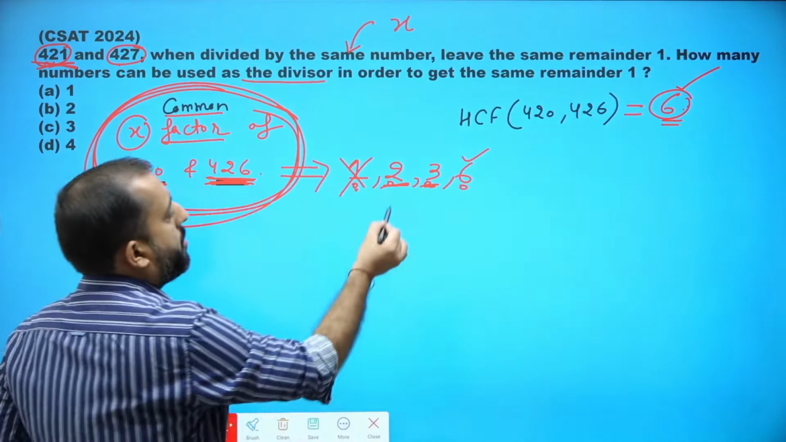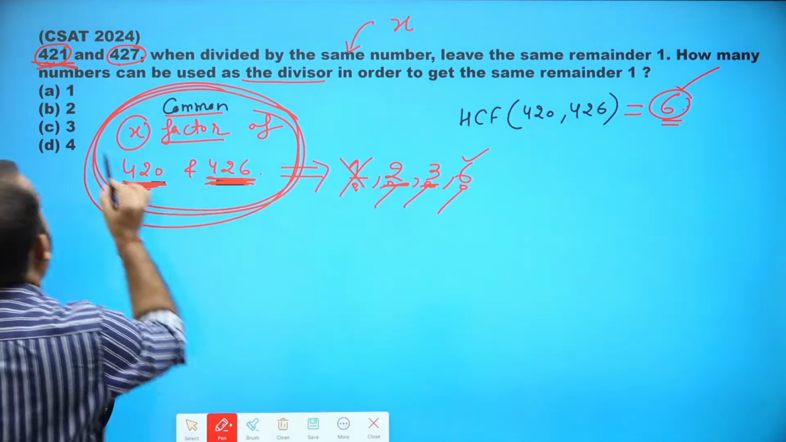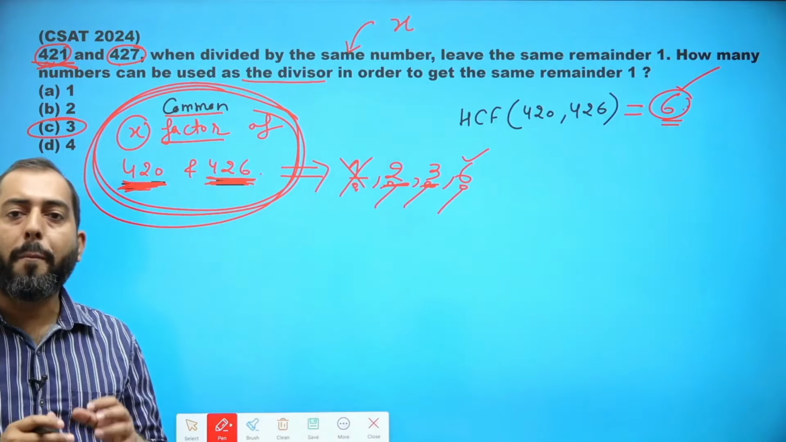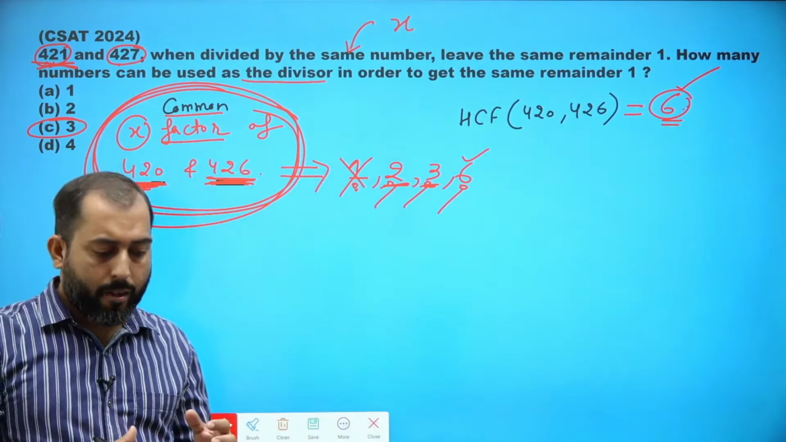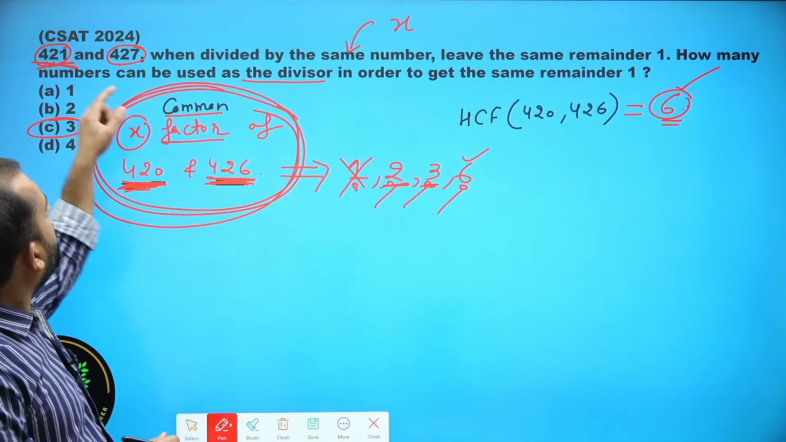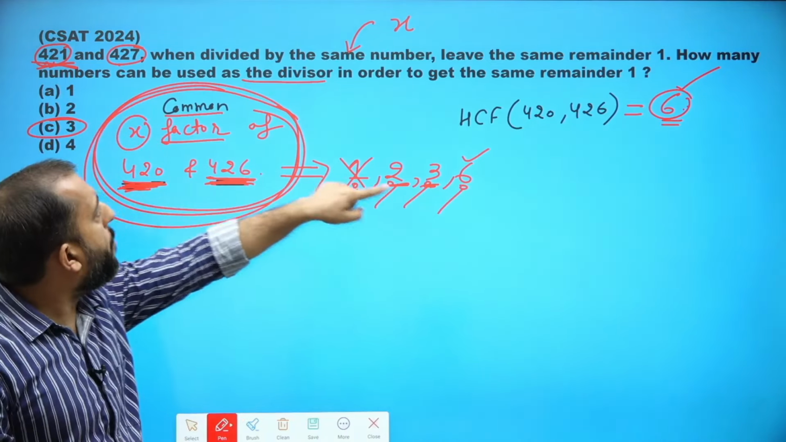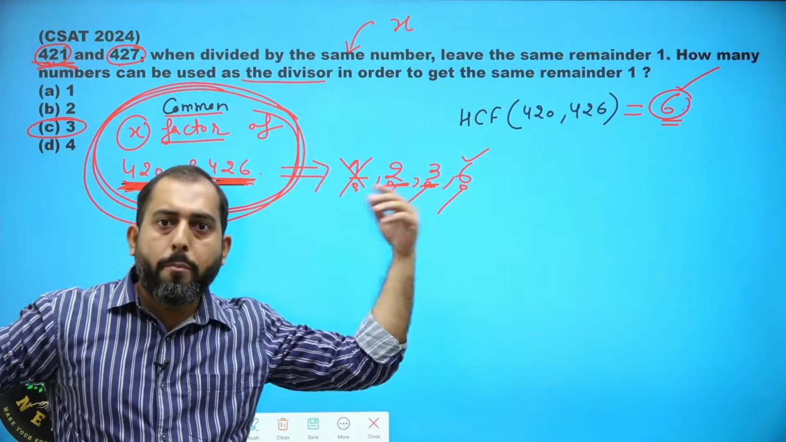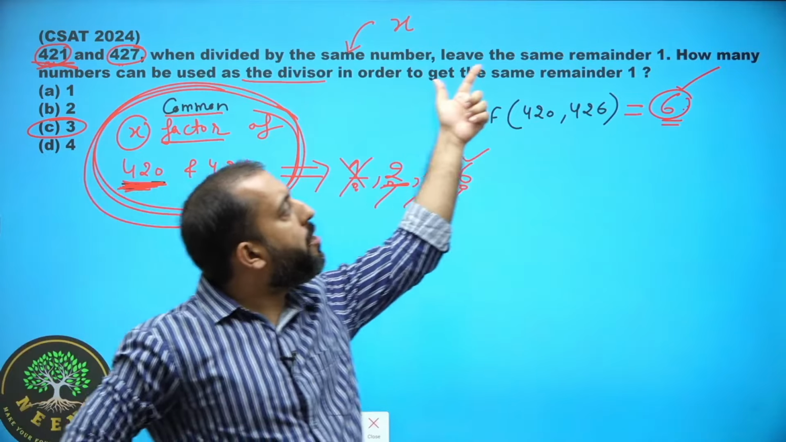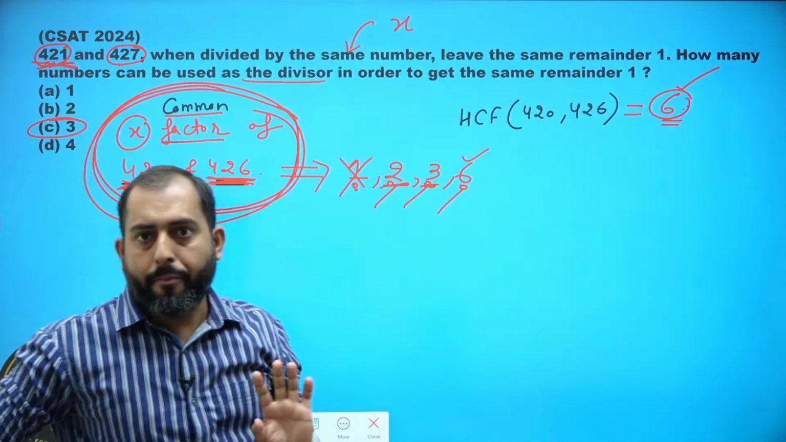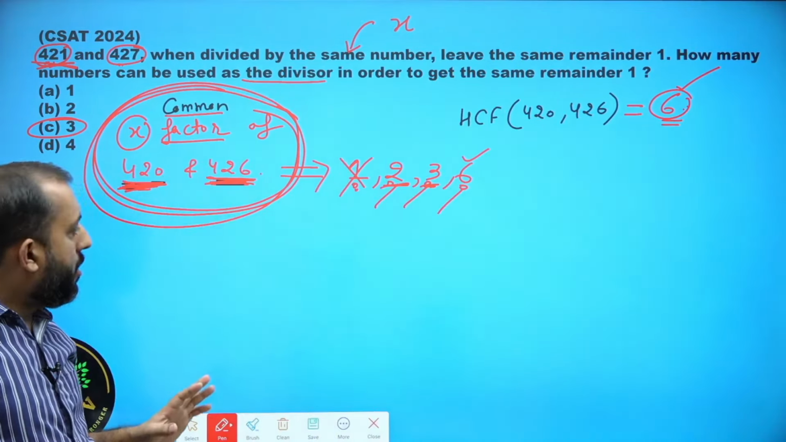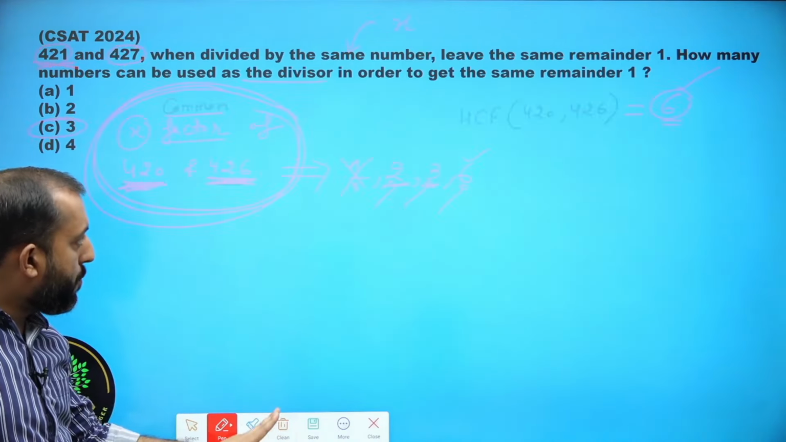Hence 3 values are possible, or 3 common factors are there, with which, when 421 and 427 are divided, the remainder obtained is going to be 1. I hope this is clear. Let's move on to the next problem.